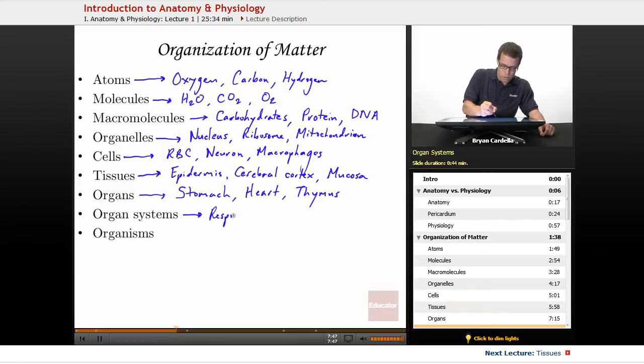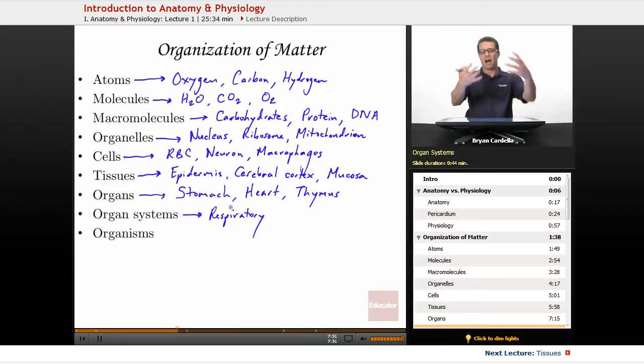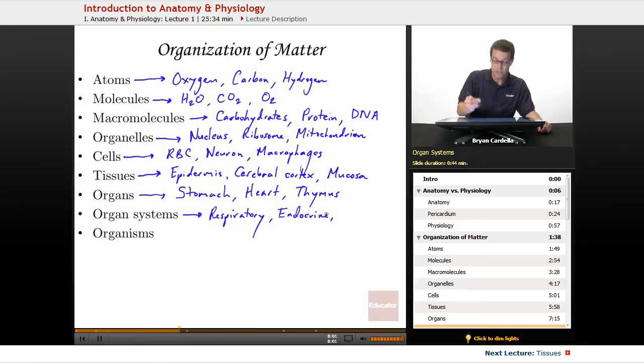And organ systems. Respiratory. So all of those organs together associated with getting air in and out of your body, getting oxygen into your bloodstream, getting CO2 out so you can exhale it. The endocrine system, which has to do with hormones. Not just sex hormones. Hormones usually are helping to regulate all kinds of organs in your body and what they're doing and how much of it they're doing.